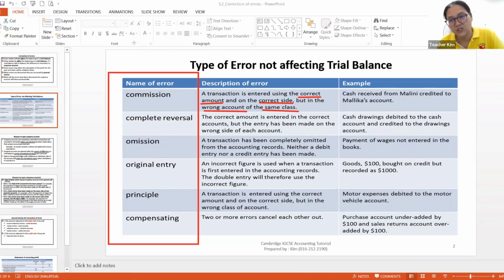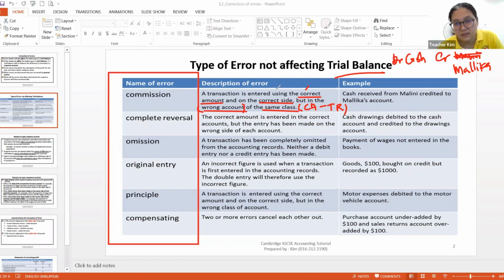When we have cash received from Malini, by right we should debit cash and credit Malini. But we made a mistake and credited Malika. The trial balance can still balance because we completed the double entry. Wrong account means these two are different accounts; Malini and Malika are 2 different persons. But both are the same class, meaning they fall under current assets, which is trade receivable.